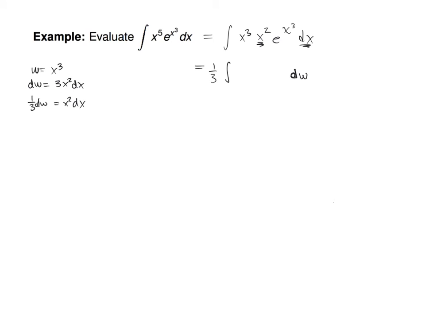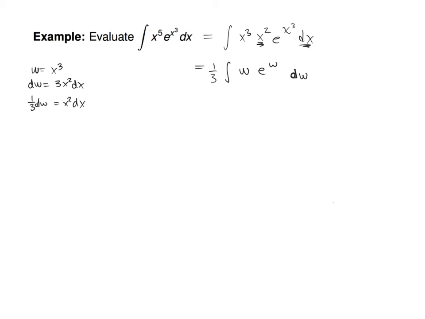Can we pull the 3 all the way down and back out front so they just cancel out? No, you're thinking about a rule for logs, not a rule for e's. You cannot. It'll be w e to the w. Do you guys see that? The desks are not big enough, are they? Is everyone okay with the substitutions that happened? Okay.